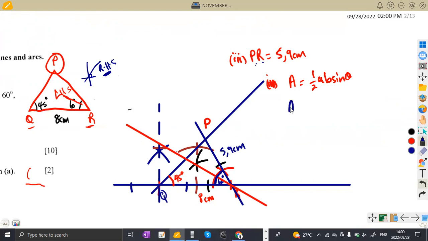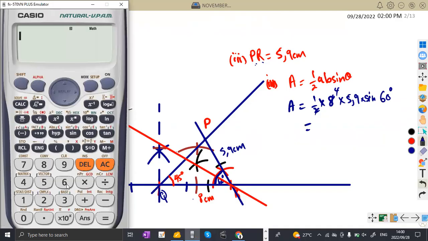So this is what you're going to use. Area is going to be half of a and b, which is 8 times 5,9 centimeters times sine theta, which is the angle that is in between. So you're now back to your solving triangles there, guys, when you calculate the area of a non-right angle triangle. From there, guys, you can use your calculator. Half of 8 is 4.